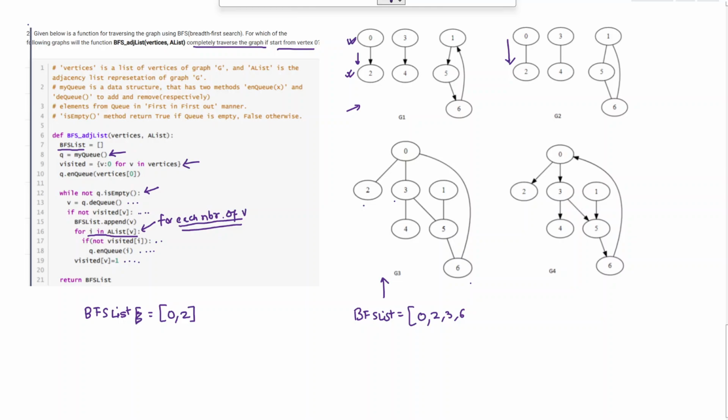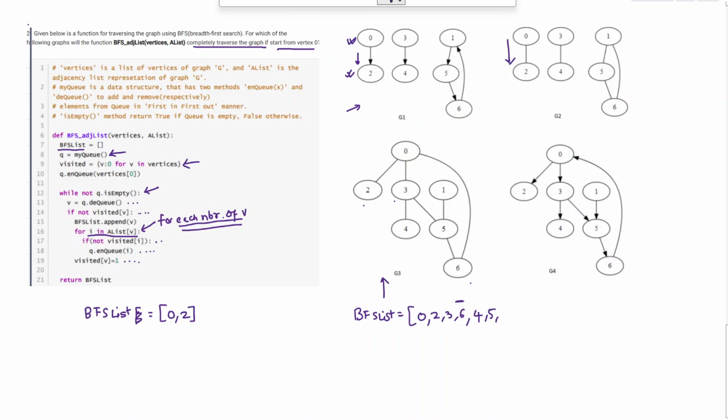But 2 does not have any neighbor, so nothing to do. Then the neighbors of 3 are 4 and 5. So we have 4 and 5. And next the neighbors of 6. What are the neighbors of 6? 5 and 0. But 5 is already visited, so you don't have to do anything. 0 is also already visited, you don't have to do anything, right?